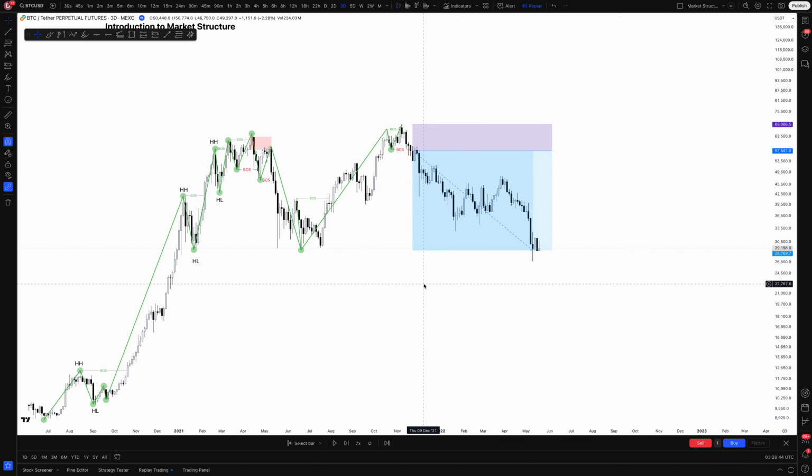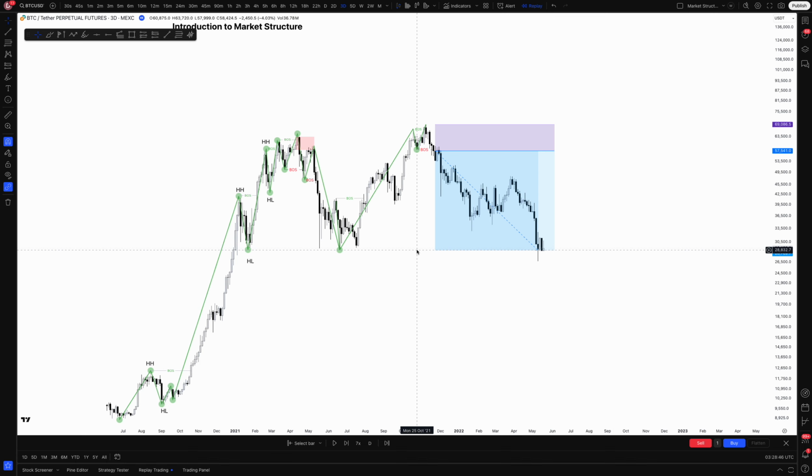Alright, so there you go. So yeah, this is how you would trade using smart money concepts, also looking at market structure and identifying a trend. But as you can see now, it looks like we could be forming a range here. So we went from an uptrending market to possibly a ranging market.